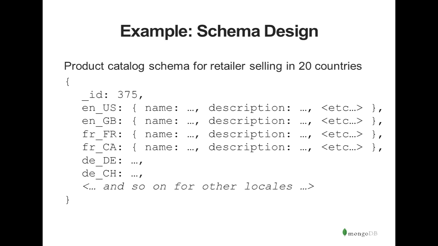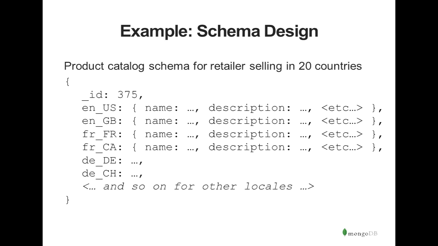For those of you who aren't used to MongoDB schema JSON notation, there's a lot of abbreviations and dots in here, but basically the gist of it is underscore ID, which is the immutable primary key in MongoDB. So in this case, the document's primary key is 375. And they had subdocuments for each one of the languages that describe that product. So they had a language like US English, one for British English, one for Parisian French, one for French Canadian, et cetera, et cetera.